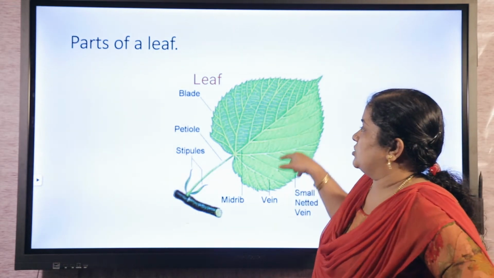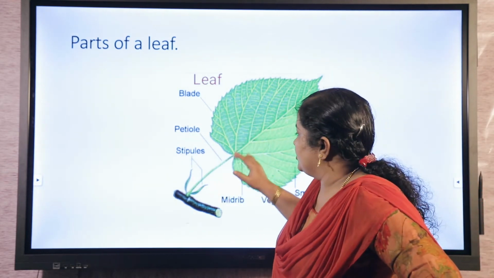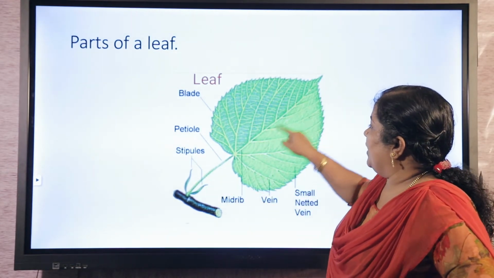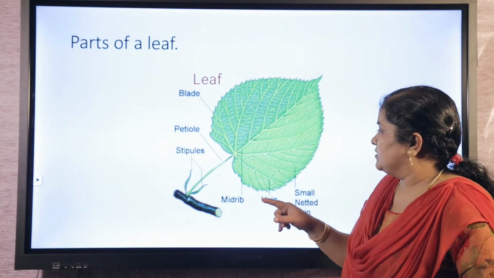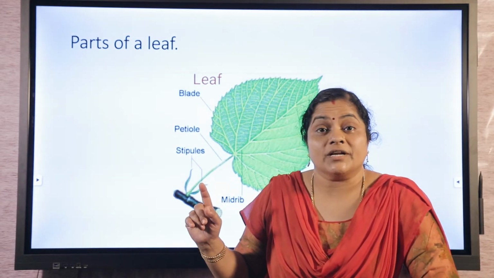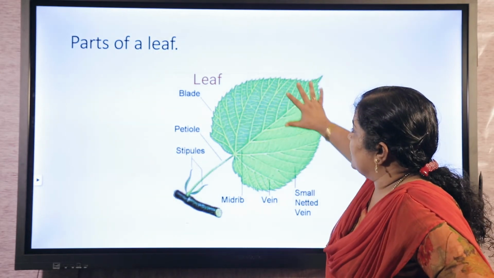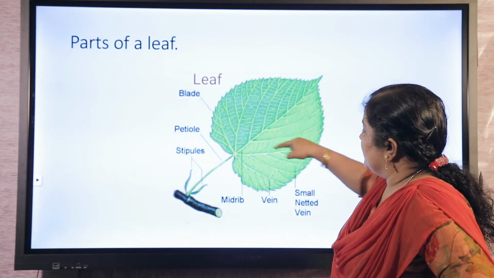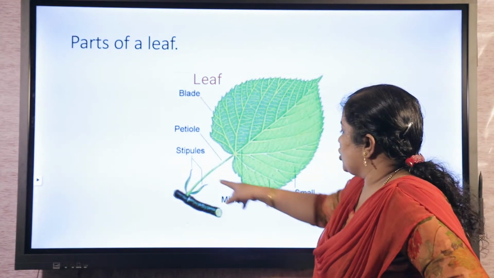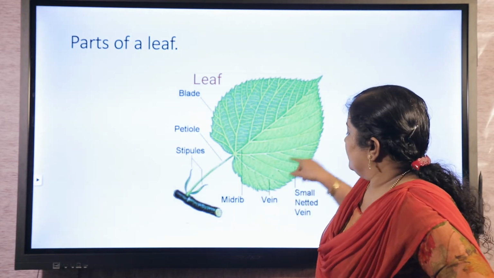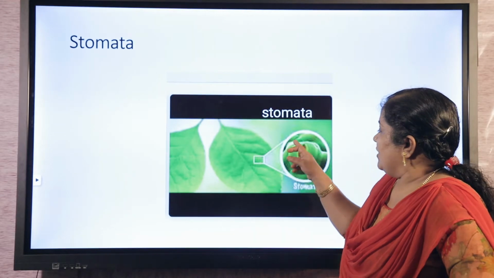Just see the structure. So the broad part of the leaf, that is called leaf blade, and this is the main vein, and these are the side veins. Small side veins. Okay, this main vein is called midrib. So what is this leaf blade or lamina? This is the broad part. This is the midrib. These are the side veins. Okay, and this leaf is connected to the stem by a stalk. This is the stalk. Okay, children, these are the parts of the leaf.